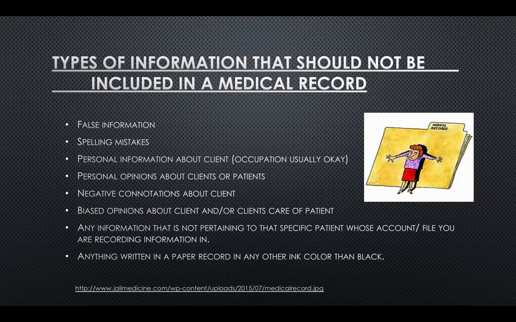Like I said, any information that's not pertaining to that specific patient whose file you are recording the information in should definitely not be kept in there. This can happen with paper records or with electronic records. Say you're inputting medical information, vital signs, into a record that you think is a specific patient's medical record, and you look up and you finalize things, and that is not the right record. You need to get that rectified immediately, or as soon as possible by someone who can, if you cannot do so.